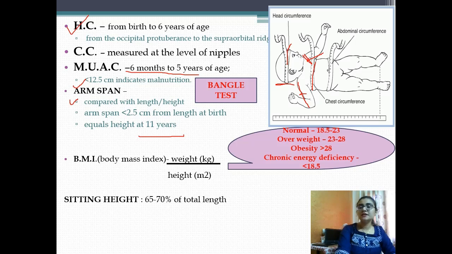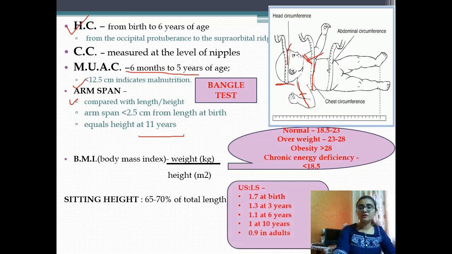Sitting height is calculated by making the baby sit on a platform, and height is measured from the head to the pelvic region. That is the sitting height, and it is called the upper segment length. The lower segment is calculated by subtracting the sitting height from the complete height or length of the baby. So we get the lower segment length. The upper segment to lower segment ratio should be proper.